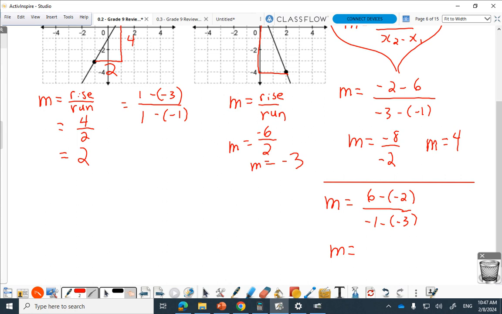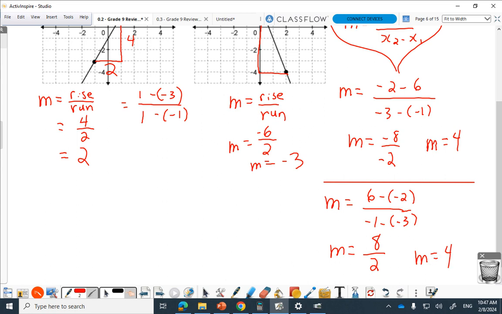So given 2 points, you could do it the other way around and get a different answer. Oh no, math is broken. What's 6 minus -2? That's 8. And you're like, see, let's look at it. You got -8. I got +8. It's going to be a different answer. I smile, go, keep going. Okay, I'll try it. -1 minus -3 is +2. 8 divided by 2 is 4.